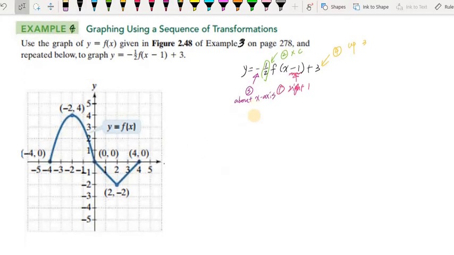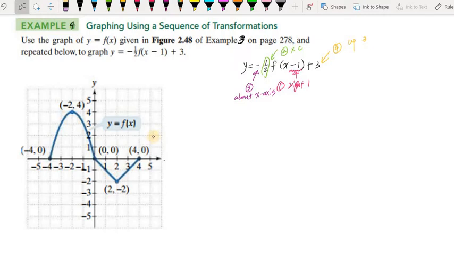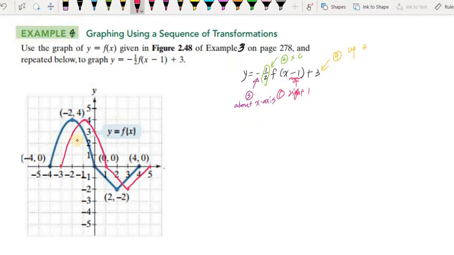So you start with the original graph. Okay. And then you're moving everything to the right side by one. Okay. So if I want to follow this, then I'm going to use the red color. Okay. I'm just going to match it. That will be everything moved to the right side by one. Okay, so that is step 1, all right, horizontal, right side 1.